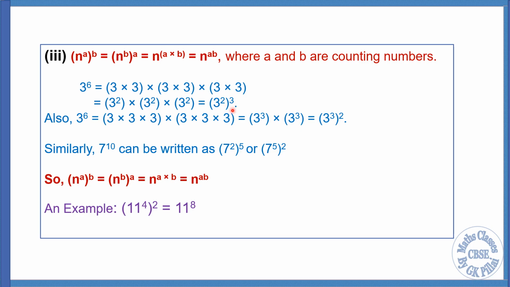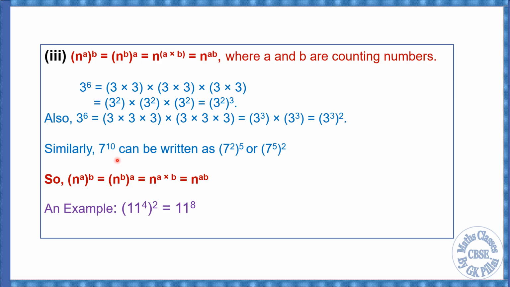How can this be written as 3 raised to the power of 3 whole power 2? Here it is. Now the 3 to the power of 6, once again we are writing 3 multiplied 3 times here and another 3 multiplied 3 times here. So it will be 3 to the power of 3 into 3 to the power of 3. So that will be 3 to the power of 3 raised to the power of 2. So here it is 3 to the power of 2 raised to the power of 3 and here 3 to the power of 3 raised to the power of 2. Both are one and the same thing.